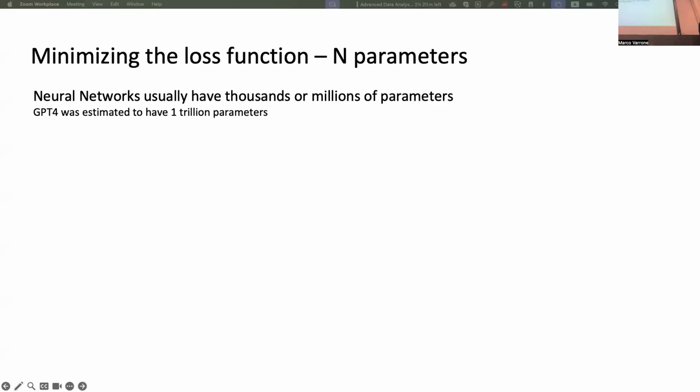We've seen an example with two parameters, but of course, current neural networks are much bigger. In normal settings, as we will see in the exercise, you can have tens or hundreds or thousands of parameters. Current models like ChatGPT, GPT, or these large language models can have millions, if not billions or trillions of parameters. For example, GPT-4 was estimated to have around 1 trillion parameters. And so you can imagine that it's not possible to visualize these functions, because you will not have a line, you will not have a surface, you will have something more and more complex.